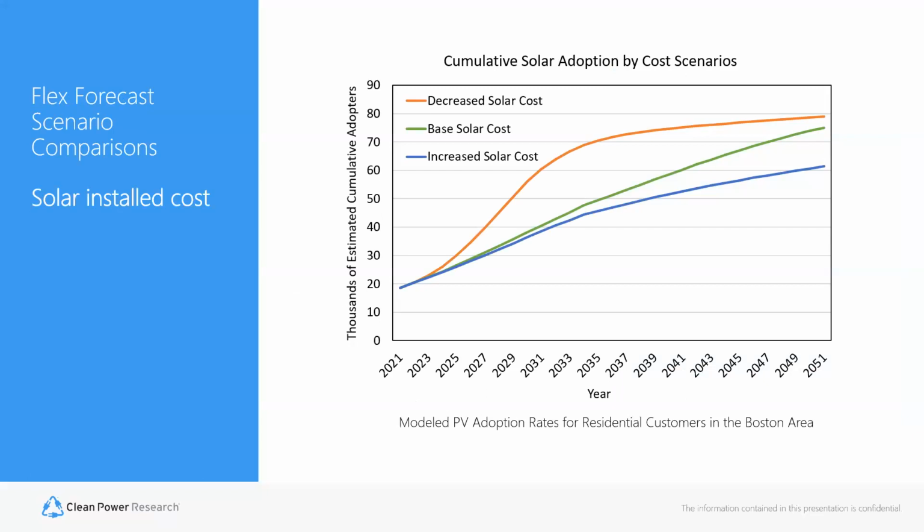Okay, so here's just a couple of different scenarios that we've run recently for residential customers in the Boston area. The green is the base case solar cost. If we use a fairly aggressively decreasing solar cost, we get the orange line. So more solar adopters more quickly, and it tops out at about 2040 as far as penetration into the system. And then if we do increase solar costs over time, we get the blue line, which obviously is lower adoption over time.